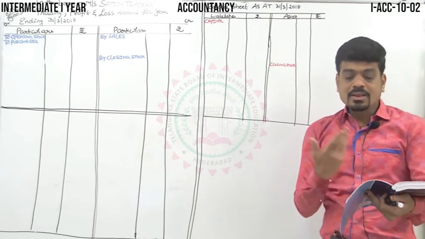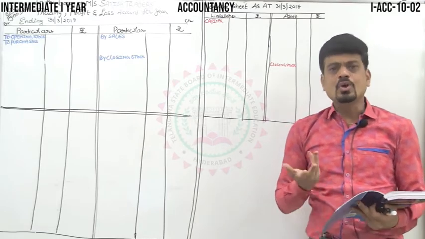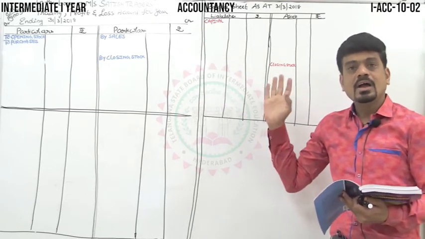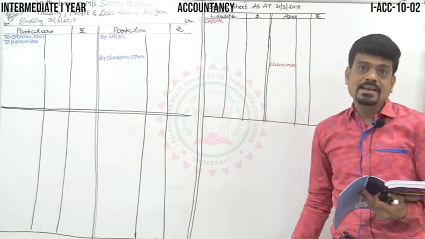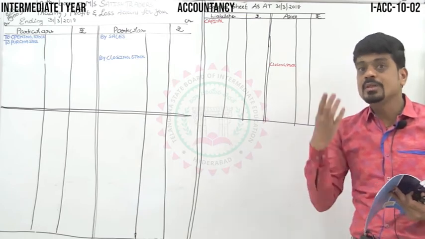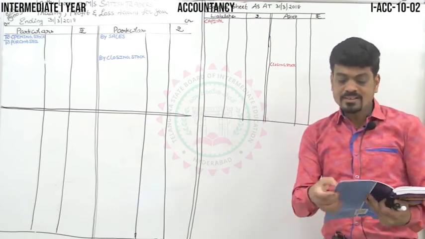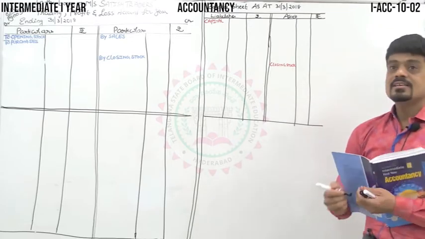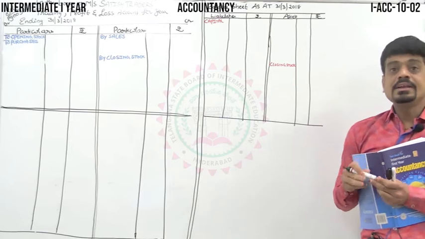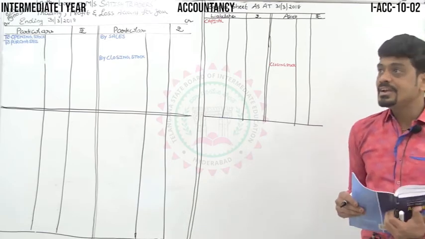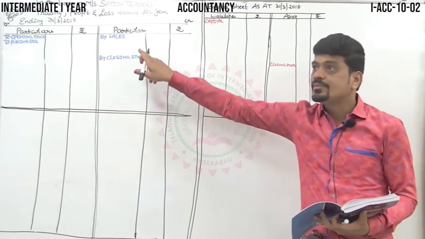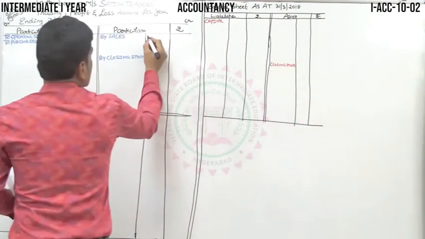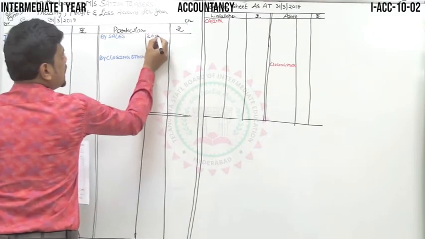So you are given debit balances and credit balances. The choice is yours for posting. My structure is ready, and I can do whichever side I like. I prefer doing it from the credit side. First credit is sales, and you know sales is an item which comes on the credit side of the trading account. Already we wrote sales, so we'll fill the amount in the inner column: 20,000.